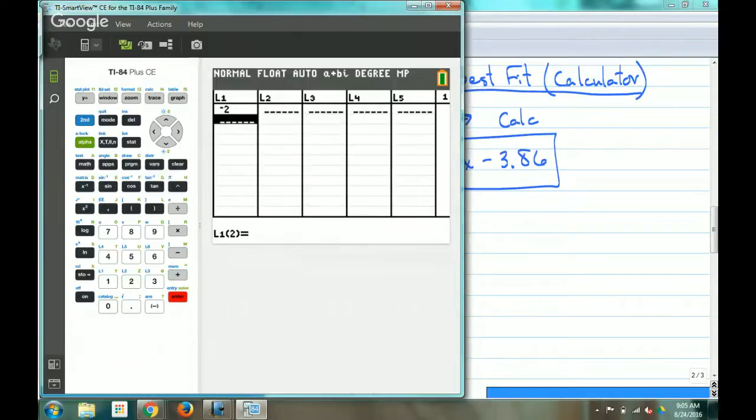Just type that stuff in. 6, 3, 2, 0. What's the next thing that we do?